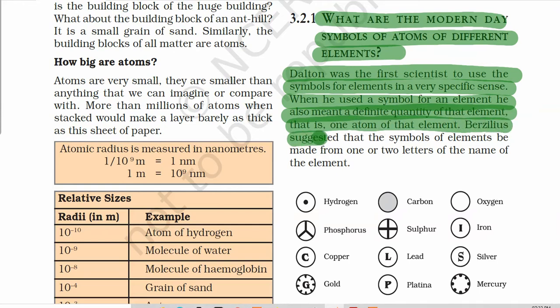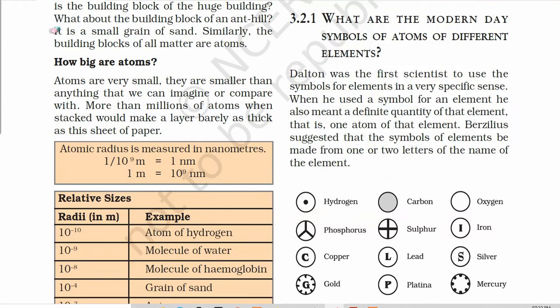Berzelius suggested that the symbol of an element be made from one or two letters of the name of the element. But the first attempt by any scientist to represent the elements with symbols was made by Dalton only. Dalton's symbols were like this: a circle with a small dot in the center.